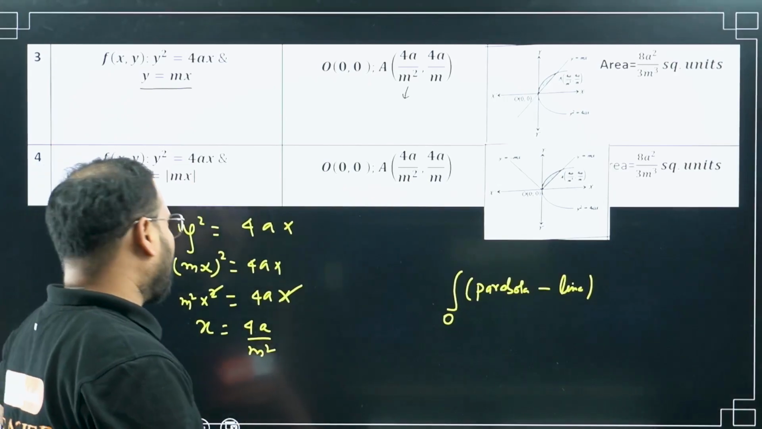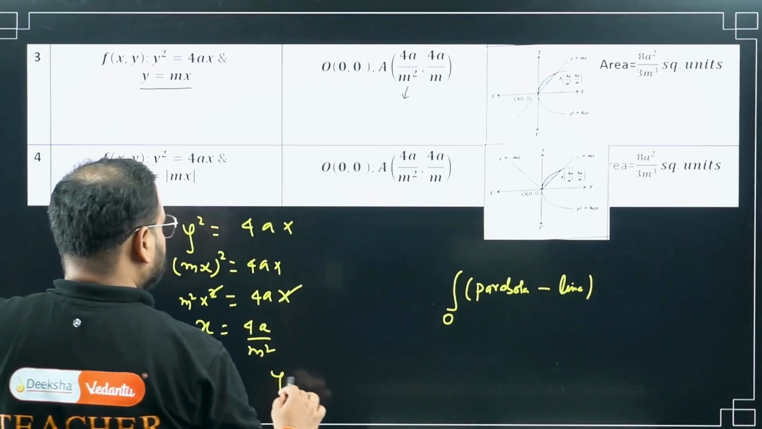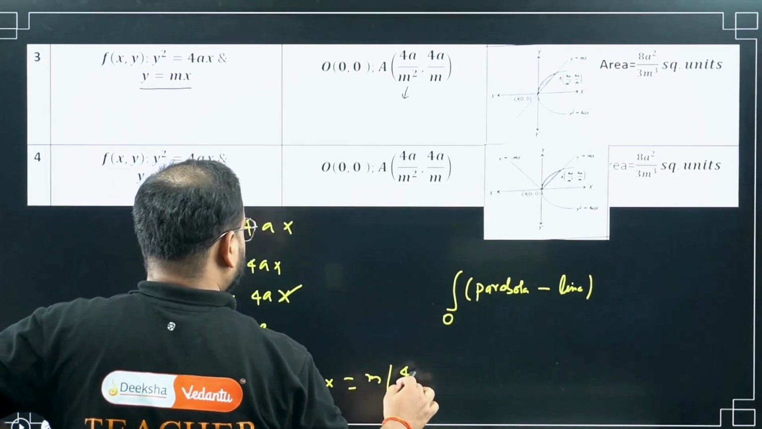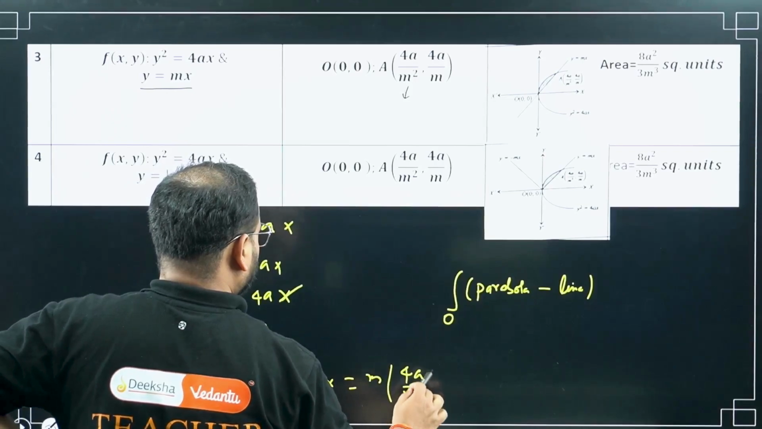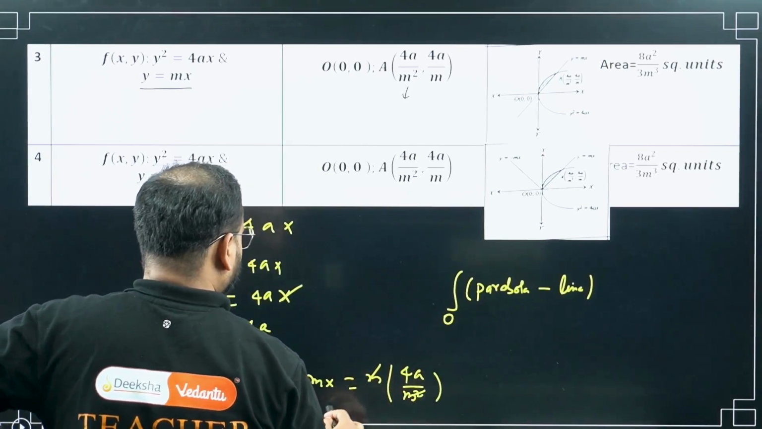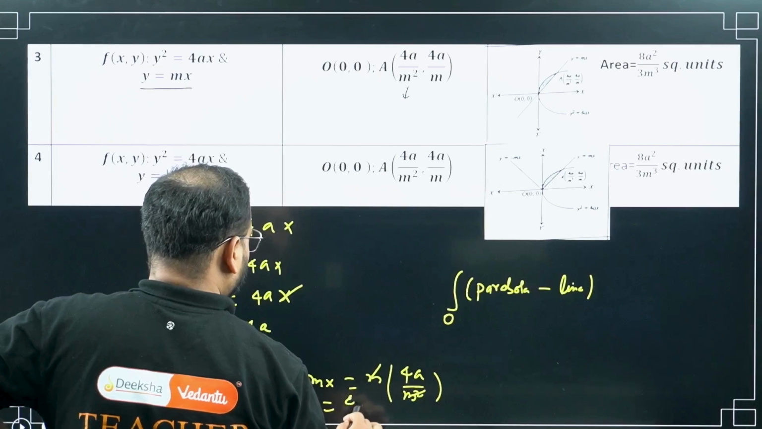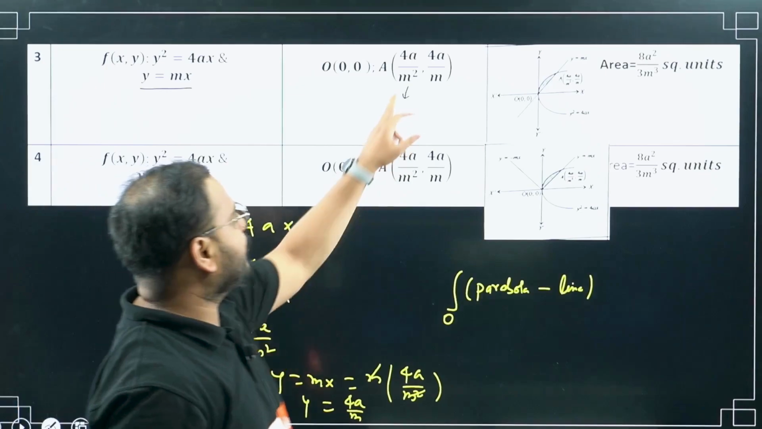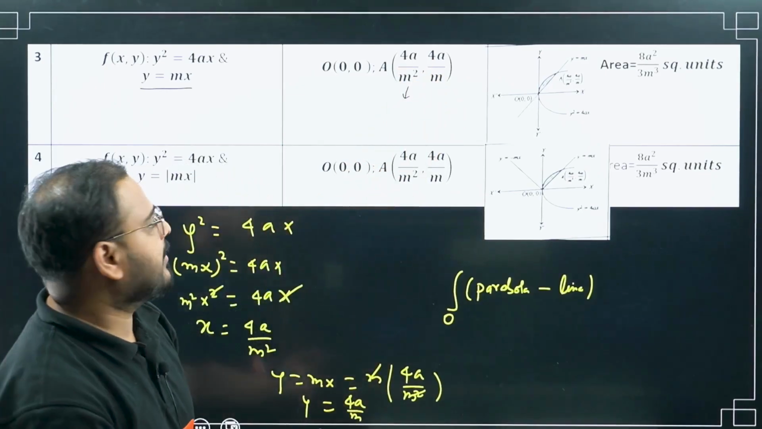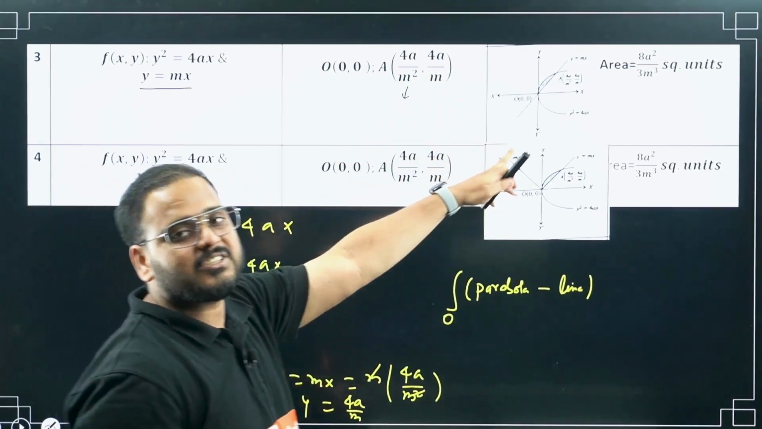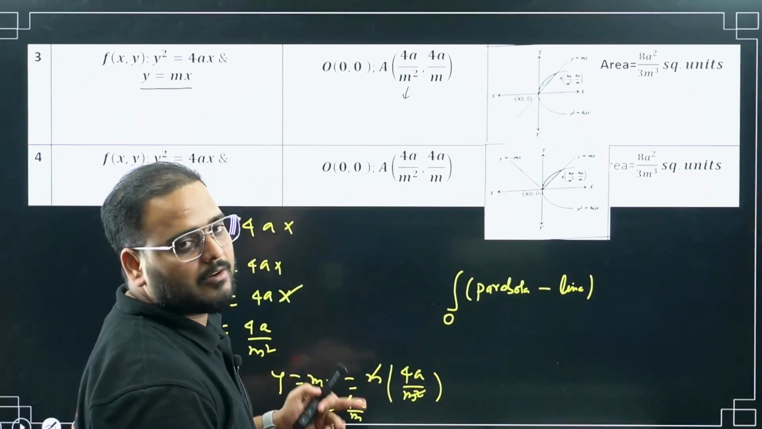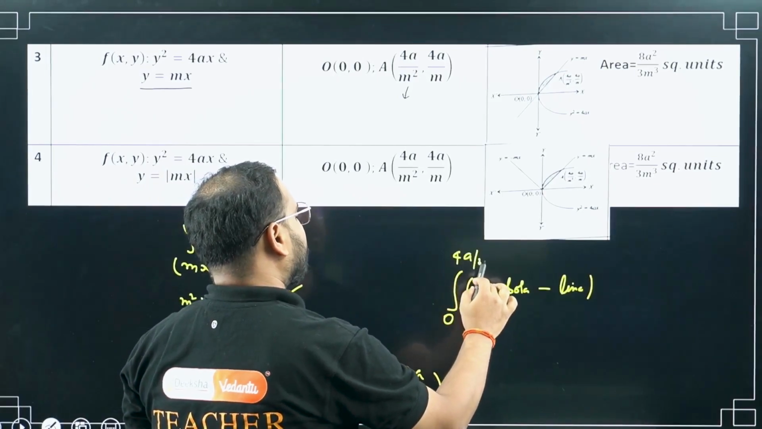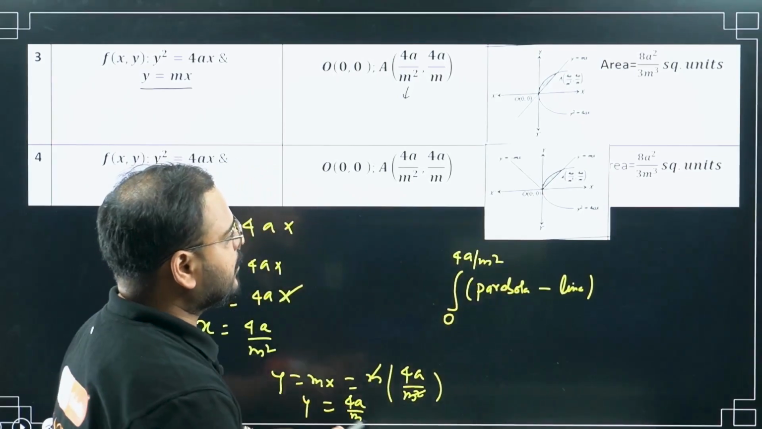Now to find the value of y, put it in the equation y equals mx. So m times x, and x value is 4a by m square. One m will cancel. What I'm going to get? 4a by m. My y value is 4a by m. Same thing is here. x is 4a by m square and 4a by m is my y value, the coordinate of the point of intersection A. Now the limit will be only for x, right? So 0 to 4a by m square. No problem there.